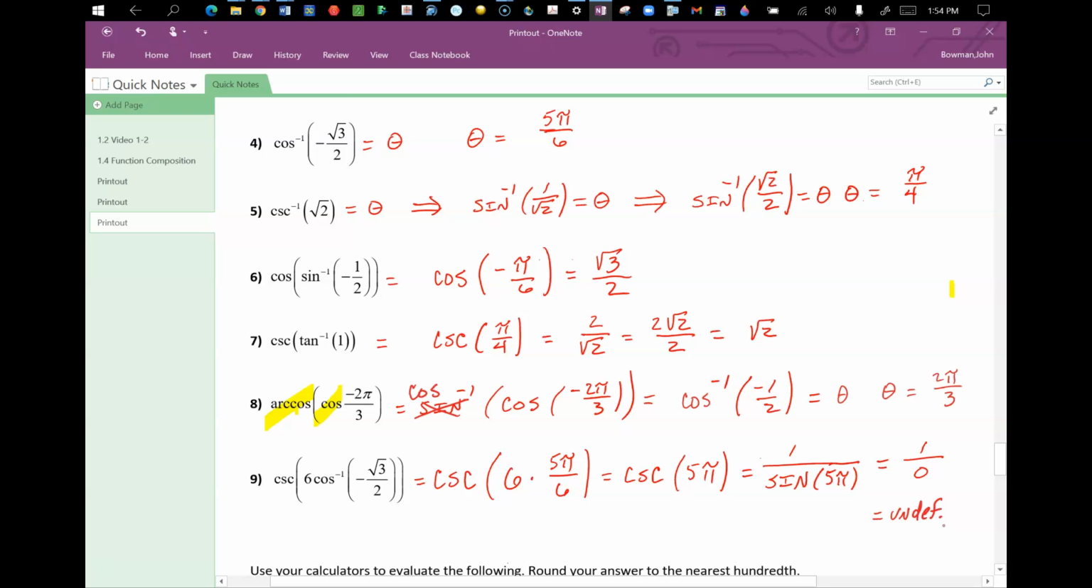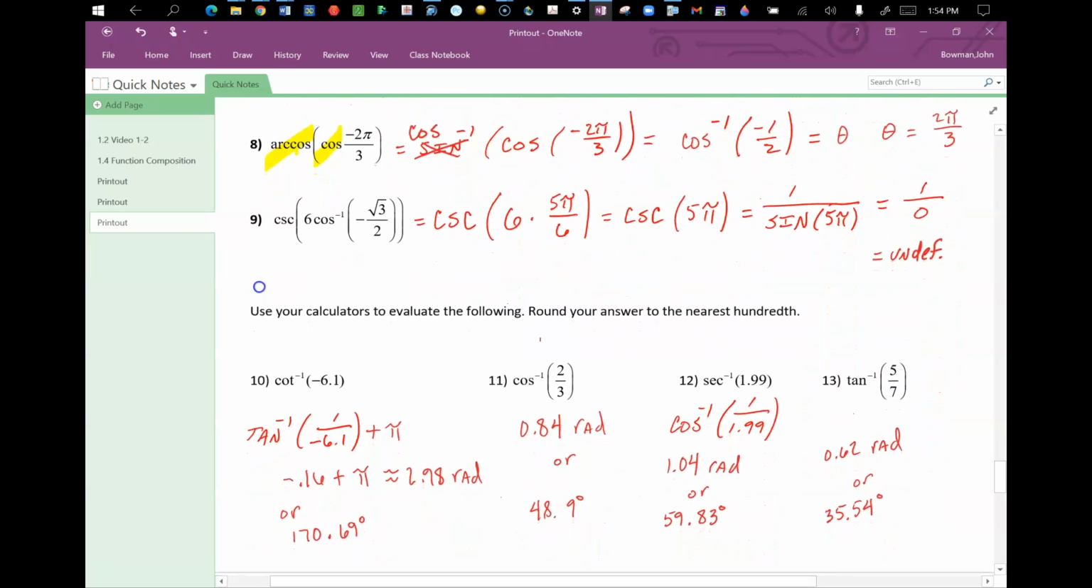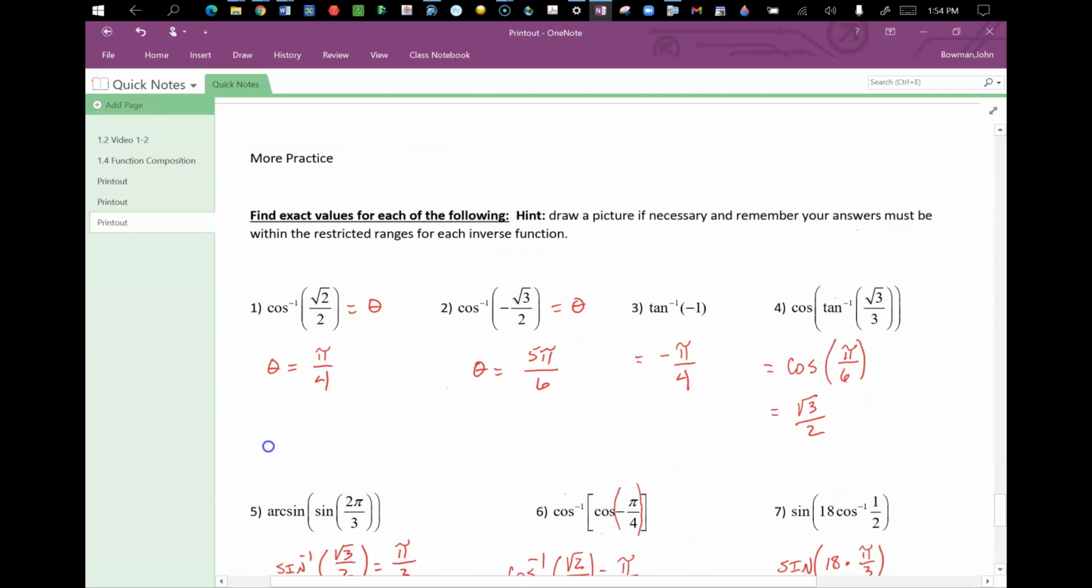Hopefully that gives you some insight into the inverse trig functions and how careful you need to be when you're using them. On the next page, you will find several more practice problems. I recommend that you take some time and you try and work through those, and then you check your answers.